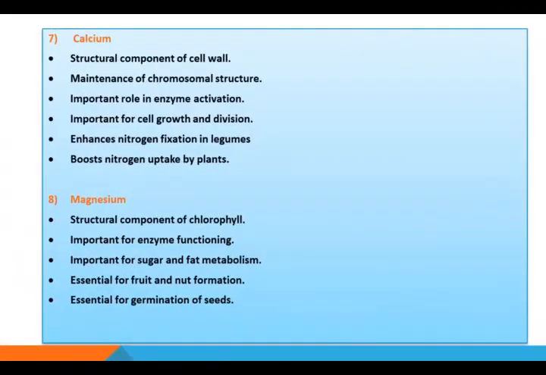Calcium. Calcium is a structural component of cell wall. It is important for maintenance of chromosomal structure. It plays an important role in enzyme activation. Calcium is important for cell growth and division. Calcium enhances nitrogen fixation in legumes and thus boosts nitrogen uptake by the plants.